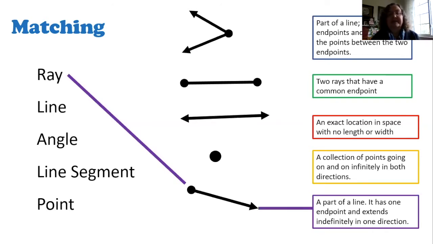So we'll draw our line. Let's look at the next one. It's a line. Which one of those? Can you point to the one that shows a line? You're right, it's right there. And what is the definition for line of those that we read? It says a collection of points going on and on infinitely in both directions. You're right. Very good. Look at that next word, angle. Which one of those is an angle?